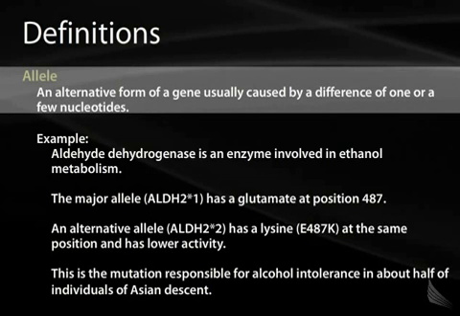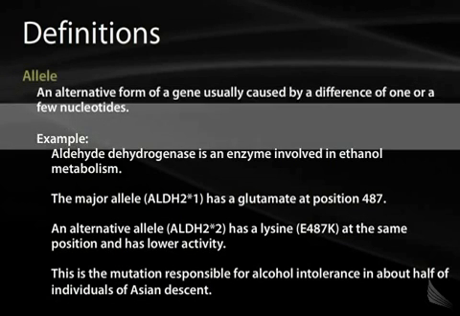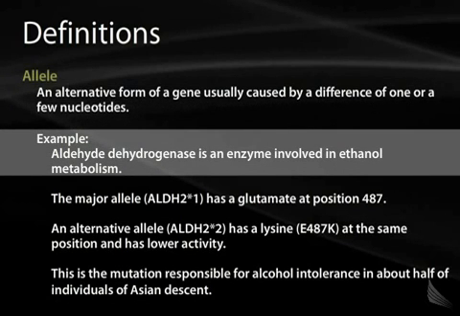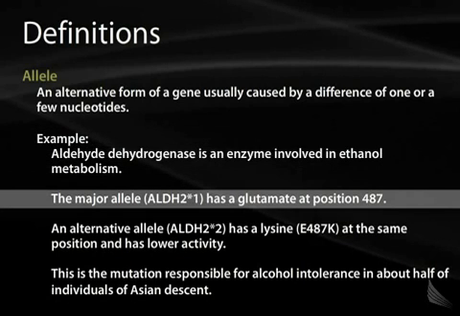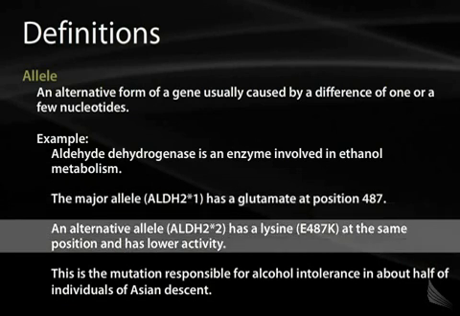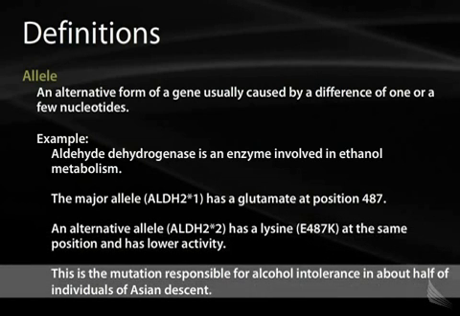An allele is an alternative form of a gene, usually caused by a difference of one or a few nucleotides. For example, aldehyde dehydrogenase is an enzyme involved in ethanol metabolism. The major allele, ALDH2-1, has a glutamate at position 487. There's another allele, ALDH2-2, that has a lysine at that same position. It has a lower activity. This mutation is responsible for alcohol intolerance in about half of individuals of Asian descent.